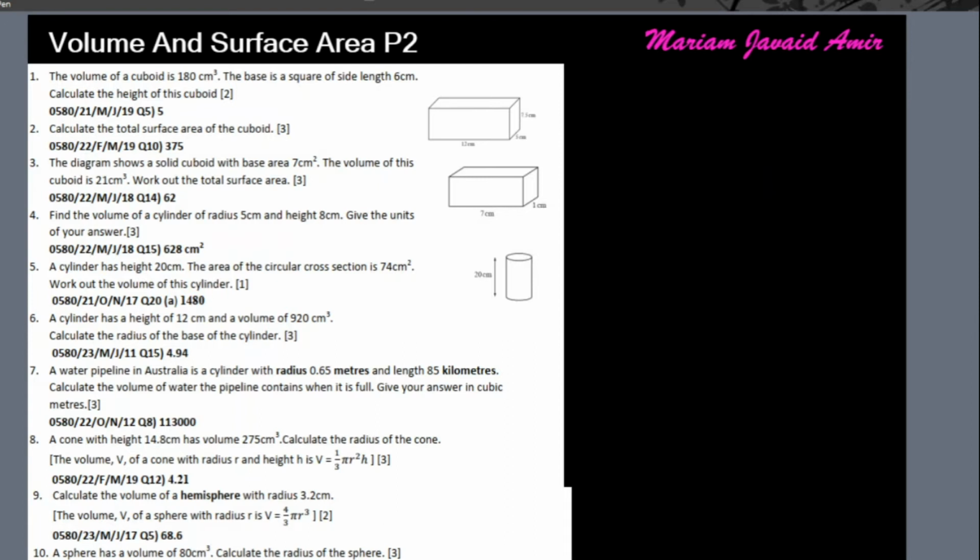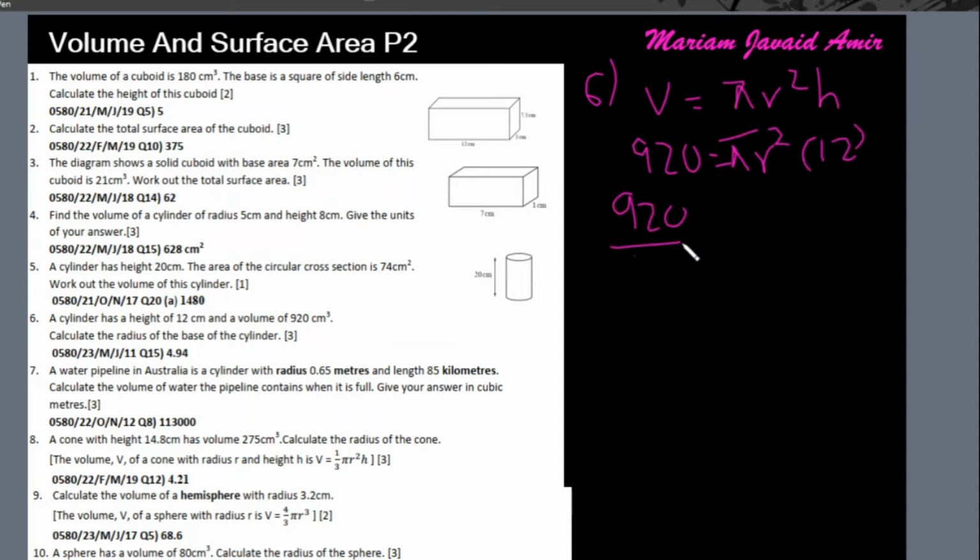Question 6. A cylinder has height 12 and volume 920. Calculate the radius of the base of the cylinder. So volume is pi r square h. Volume is 920 equals pi, we need the radius and we have the height 12. So divide 920 by 12 pi and then take the square root to get the value of r. So square root, fraction key, 920 divided by 12 pi, 4.94.